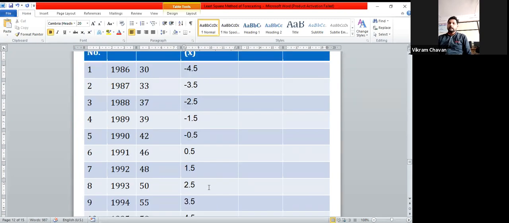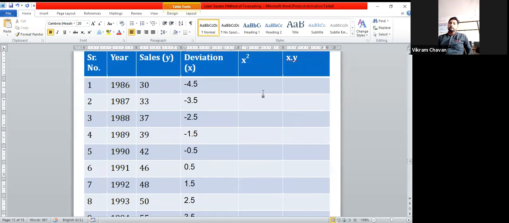Now further, we need to take the square of the deviation. That is 4.5 square. The square of 4.5 is 20.25. Then 3.5 square is 12.25. Then 2.5 square is 6.25. If I am wrong, please correct me.